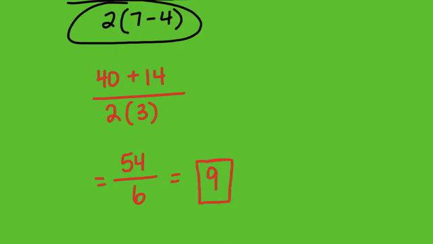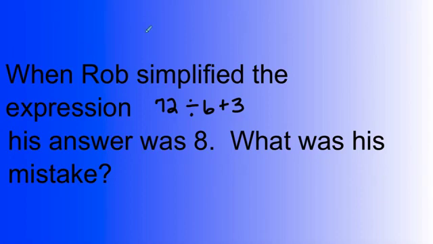All right. Last thing on the page, when Rob simplified the expression 72 divided by 6 plus 3, his answer was 8. What was his mistake? Well, you might not be thinking he made a mistake, so I want you to think about it a second. All right, so what he did, if you think about it, is that he added these together first because 72 divided by 9 gives me 8. So he did addition before he did division, and that's a no-no when it comes to GEMDAS.